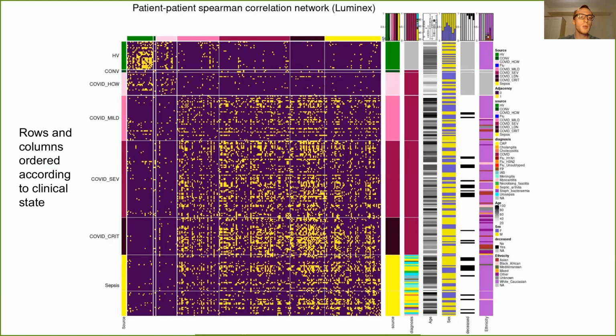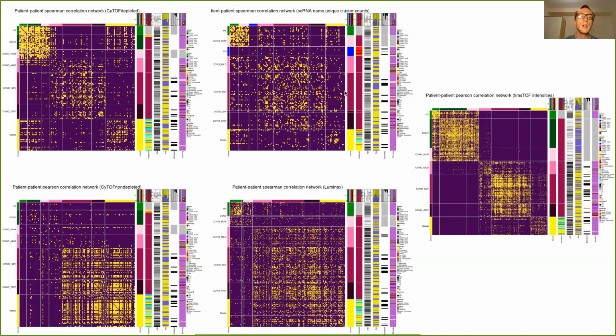This is an example of the Luminex network. Rows and columns are ordered according to clinical state, so healthy volunteers, convalescent patients, non-hospitalized COVID patients, different manifestations of hospitalized patients, and sepsis patients. On the right, we also have some data on some of the clinical covariates. And whenever there's a dot, that means that the two samples were sufficiently similar. So we do that for all the different modalities that we assess.